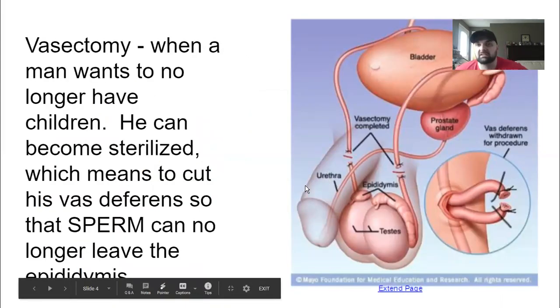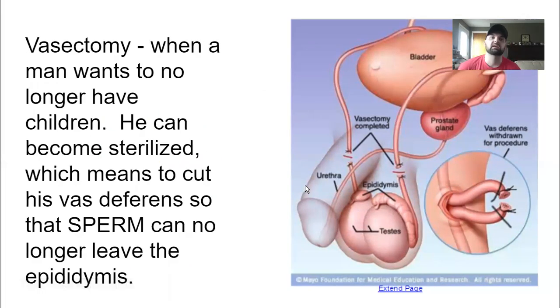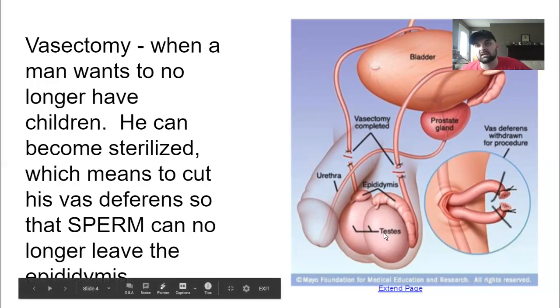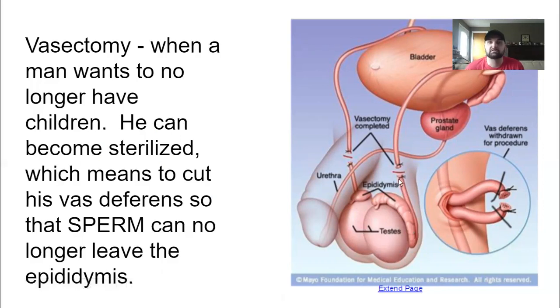So next slide. This is talking about a vasectomy. When a man no longer wants to have children, he can choose to have a procedure called a vasectomy. And your question is, what gets cut? There's two of them. When I showed you the side-to-side diagram, there was just one testicle in that picture. There's two testicles. There are two vas deferens. Well, a doctor makes small incisions on the left side and the right side of the penis. He goes in and he pulls out the vas deferens.